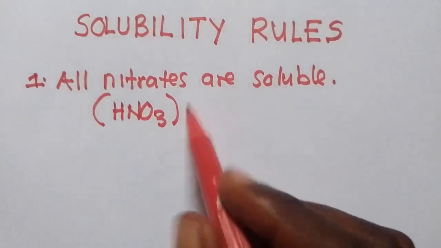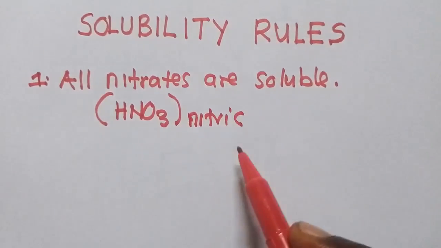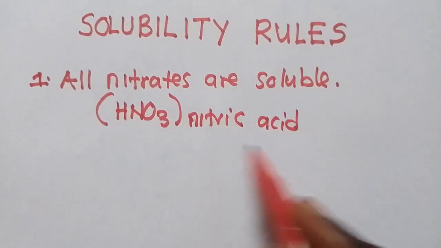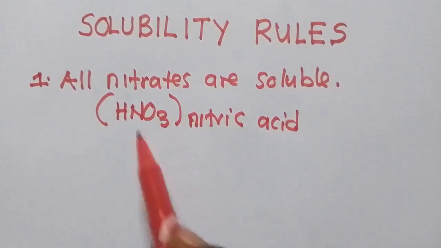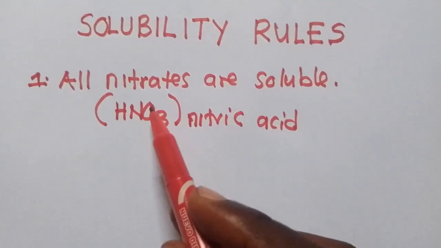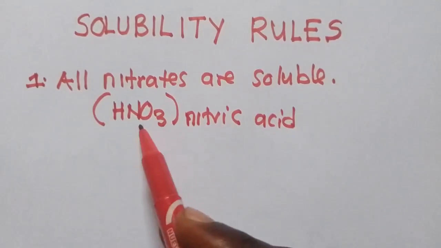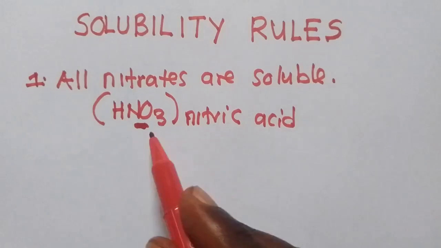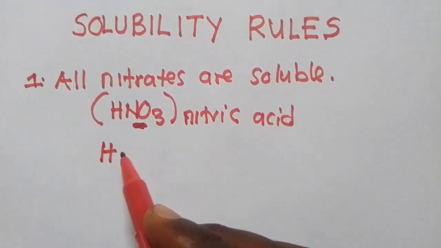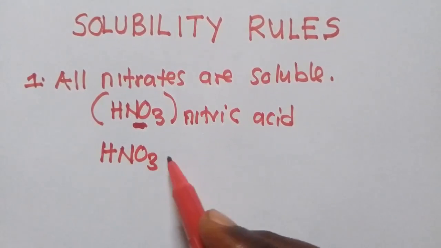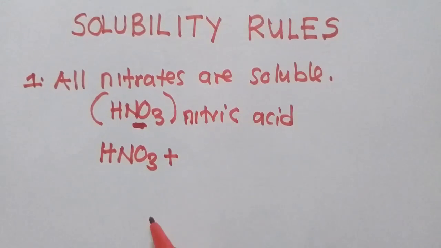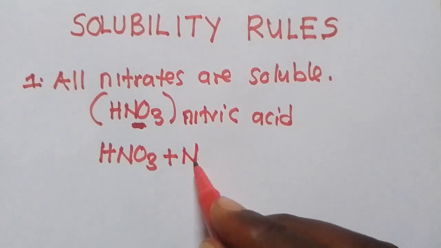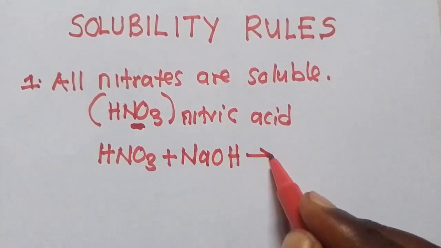Just know that you are talking about soluble salts. Like this is nitric acid. Have you seen? In this nitric acid, there is nitrate in it. So when I react nitric acid with sodium hydroxide, what am I going to form here?